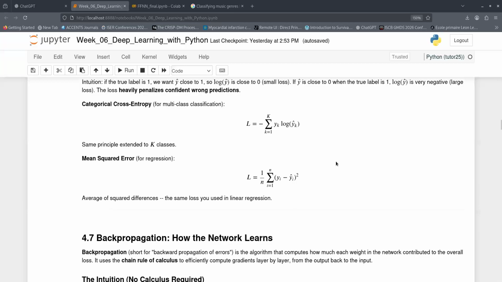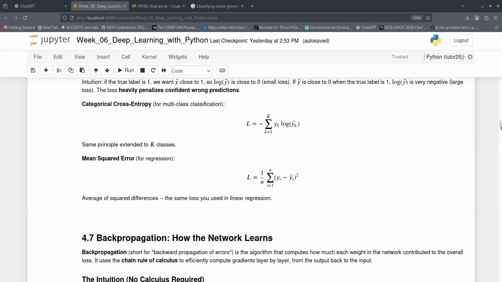Or you can also use what we call the mean square error, MSE. This is used for the case of regression. When you have the case of regression, you don't have the case of classification. So you are going to use this one.